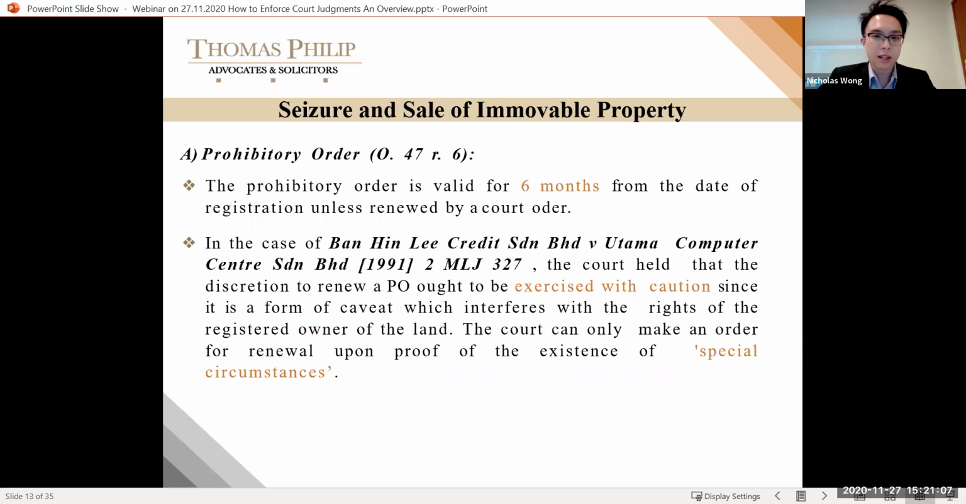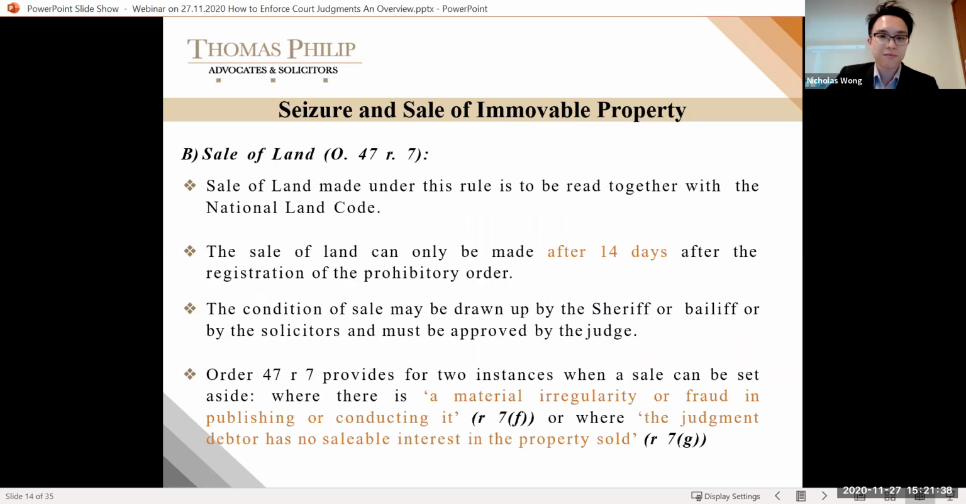So this order is valid for 6 months unless renewed, all right? And the discretionary power by court to renew should be exercised with caution, because in this case, right, it's not just a normal renewal of anything. You are taking away a person's ability to deal with very significant property, likely to be of high value, and you also don't know what the property may be used for, right? Are they deriving some sort of income or something else from it? So it's a question of balancing competing interests.